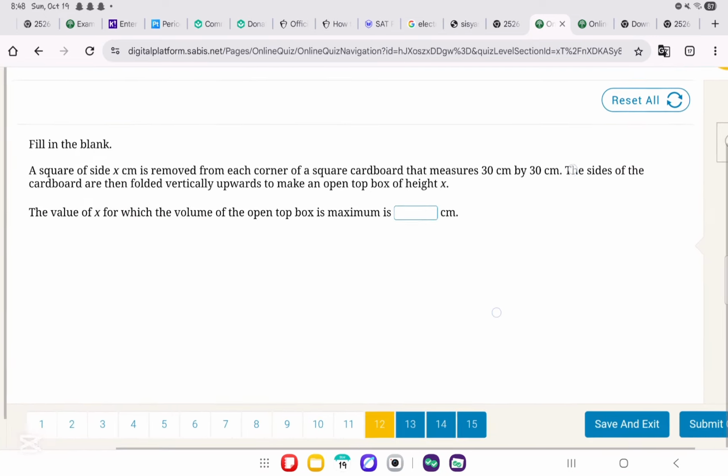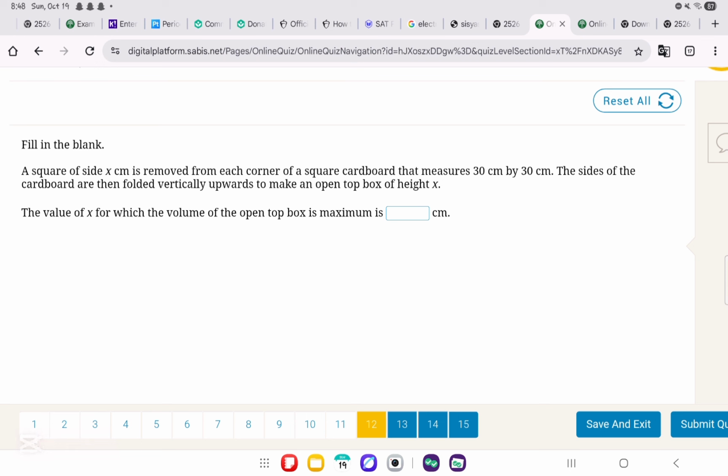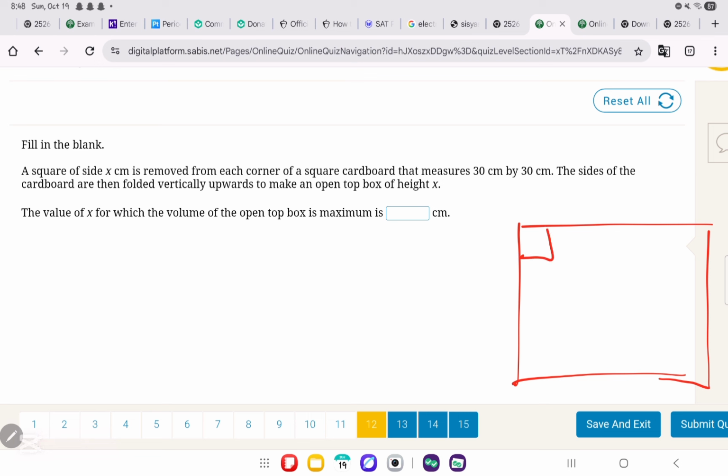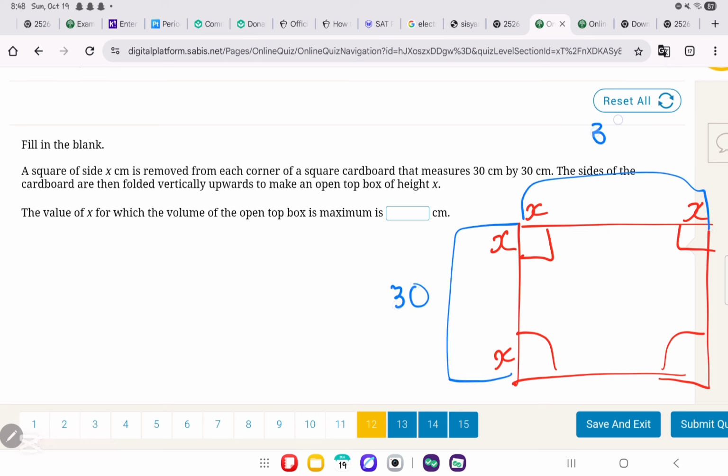What does it say? It says a square of side x centimeter is removed from each corner of a square cardboard box. Let's see. Okay, we have it like this, like this, like this, and like this, right? So we have from here, from here, from here, and from here. They removed x, x, x, x. Now, we know that this was originally 30, and this was also originally 30. So if we removed x from one side and x from the other side, it's going to be 30 minus, how many x were removed? 1 and 2, so 30 minus 2x.